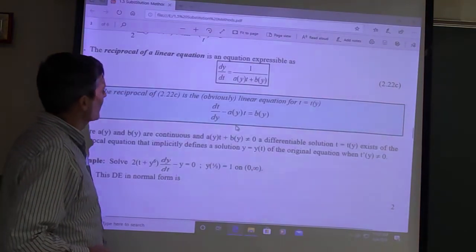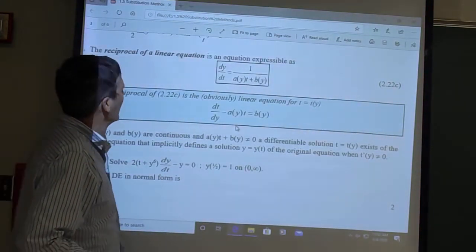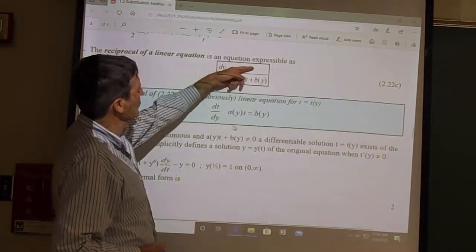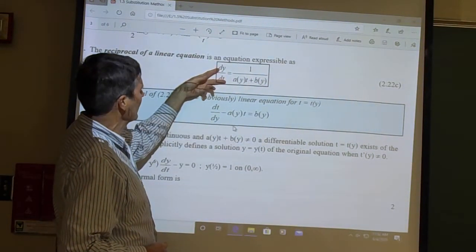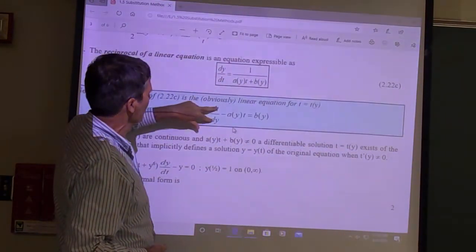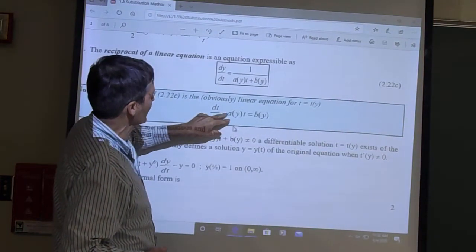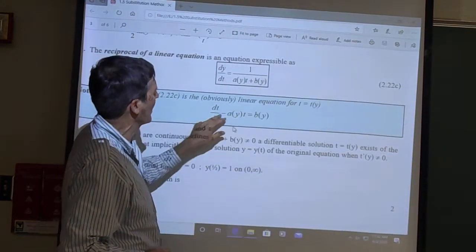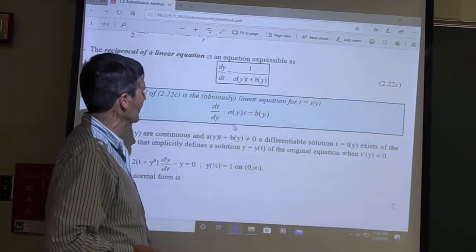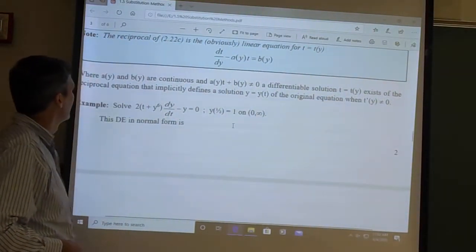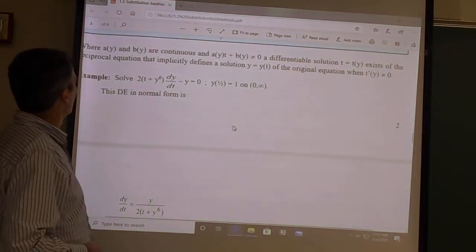Well, here's another equation that we were interested in. This kind: dy/dt equals 1 over a function of y times t plus a function of y. We recognize immediately if you turn it over, it becomes dt/dy equals minus a of y times t plus b of y. This is a linear equation for t as a function of y by our very definition of linear equation, right? And so here's an equation like this.